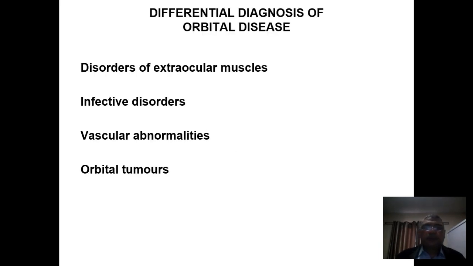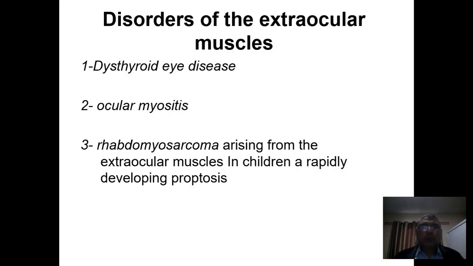Differential diagnosis of orbital diseases: we have to see all the contents of the orbit and all the diseases that may occur related to these contents. So orbital diseases may include disorders of the extraocular muscles, infective disorders, vascular disorders, and orbital tumors.